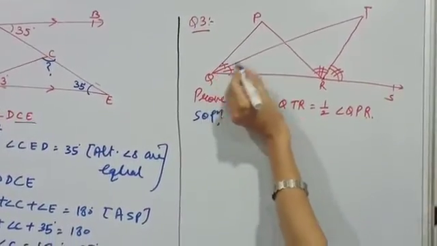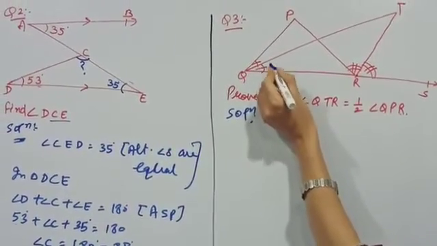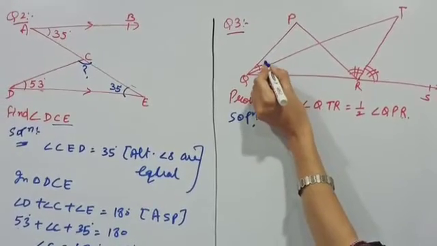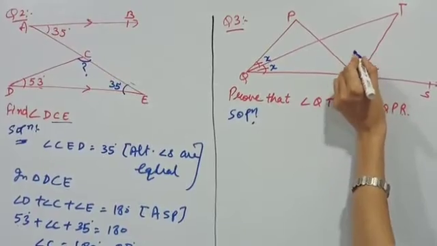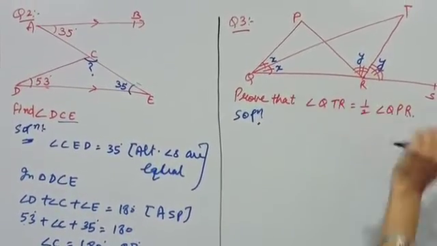And here QT is also a line which bisects these two angles. Bisect means to say these two angles are equal to each other. Suppose these are equal, each measurement is x and x, and these two are equal, each measurement is y and y. So here we have set this up.